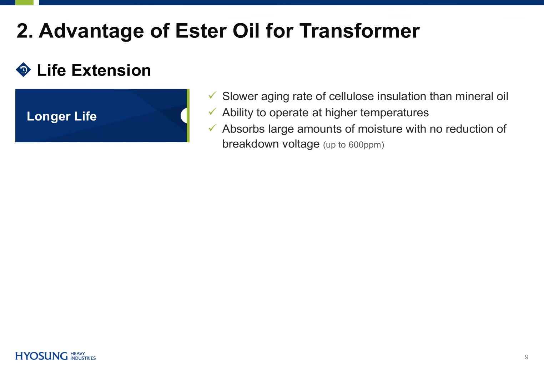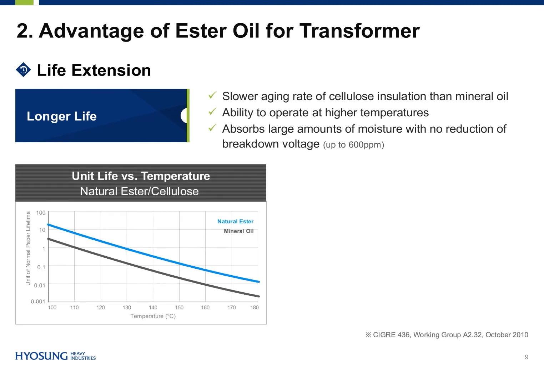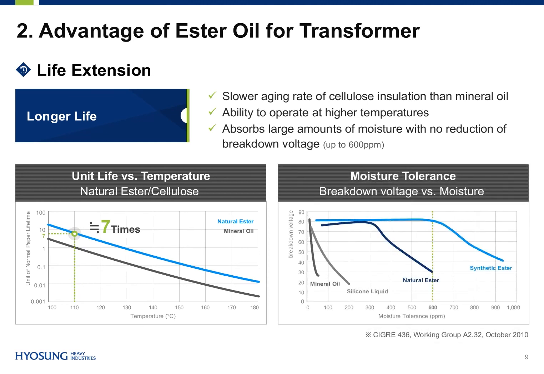The service life of insulation material is one of the most important factors which defines the expected service life of a power transformer. Ester oil allows for a slower aging rate of the cellulose insulation than mineral oil. As you can see in the graph below, in comparison with mineral oil, the service life of paper insulation is 7 times longer when applying ester oil based on 110 Celsius temperature. In addition, ester oil can absorb a great deal more moisture with no reduction in breakdown voltage.